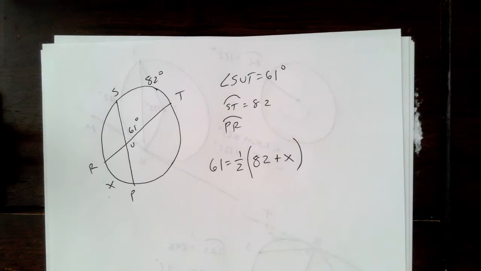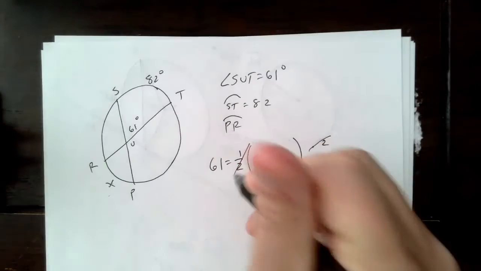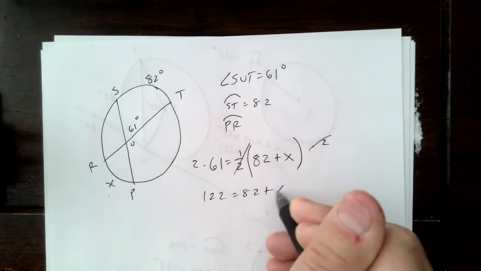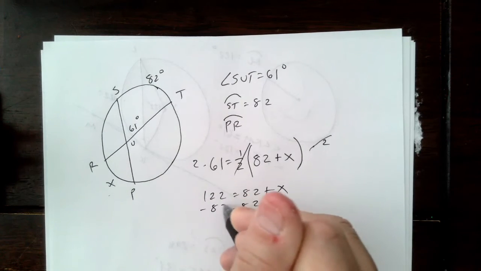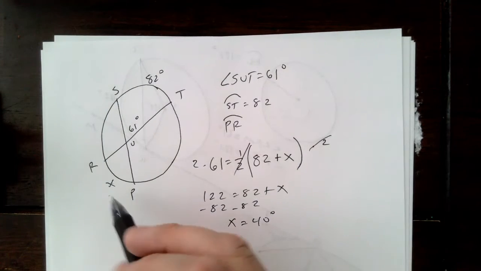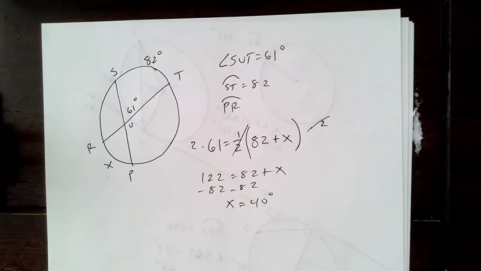So we can multiply both sides by 2 to get rid of the 1/2, which gives us 122 equals 82 plus x. Subtract 82 from both sides, so x is going to equal 40 degrees. So that angle right out there is going to be 40 degrees.